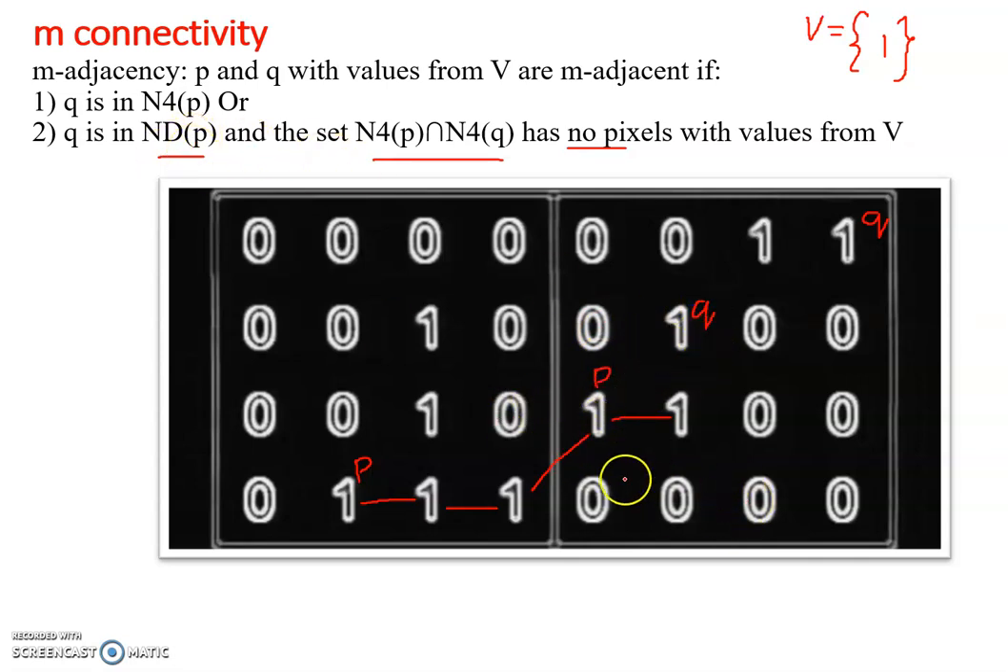According to the second condition, I can make a connection only if this condition is satisfied. So I consider the N4 of P and the N4 of Q. N4 of P intersection N4 of Q means I will have this one and this one, the intersection of these two. And you have seen there is one element from the set V, so you cannot make a connection over here. Okay, so my connection is this one. You cannot make the connection in the diagonal case because the intersection has a value from set V. So this is my connection.